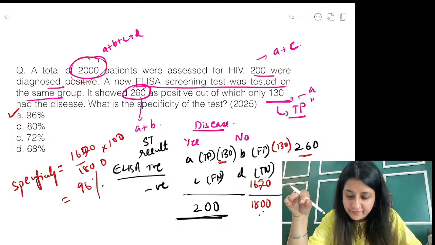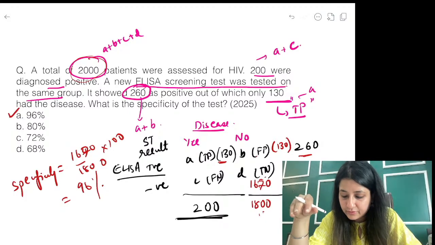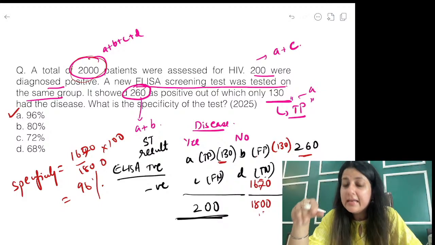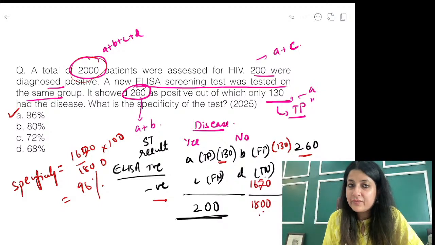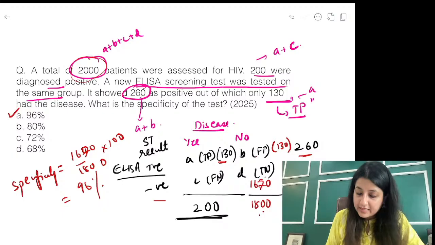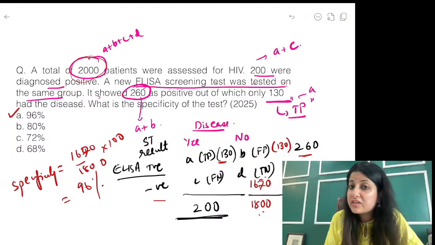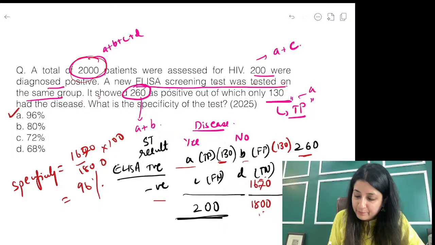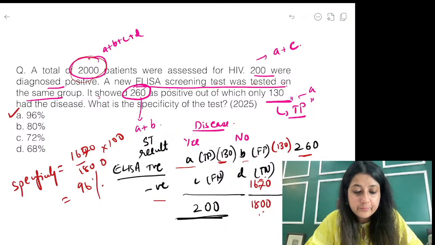Is it clear? Everybody, did you understand this question or not? What is C plus D? C plus D is ELISA negative. What has been given to us here? A new ELISA test was tested on the same group. It showed 260 as positive. So A plus B is positive.